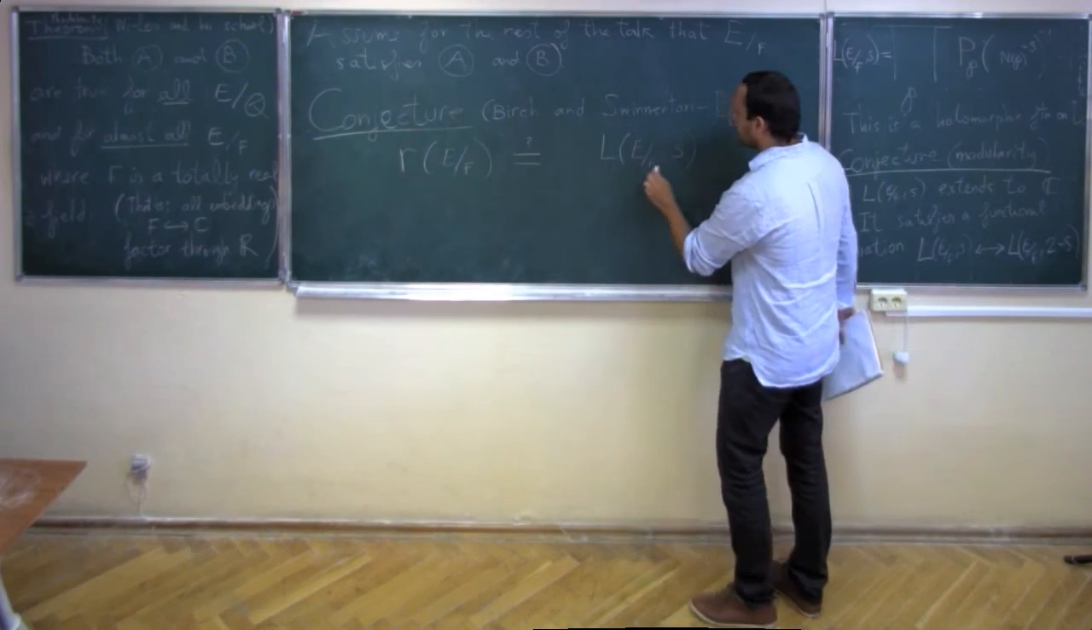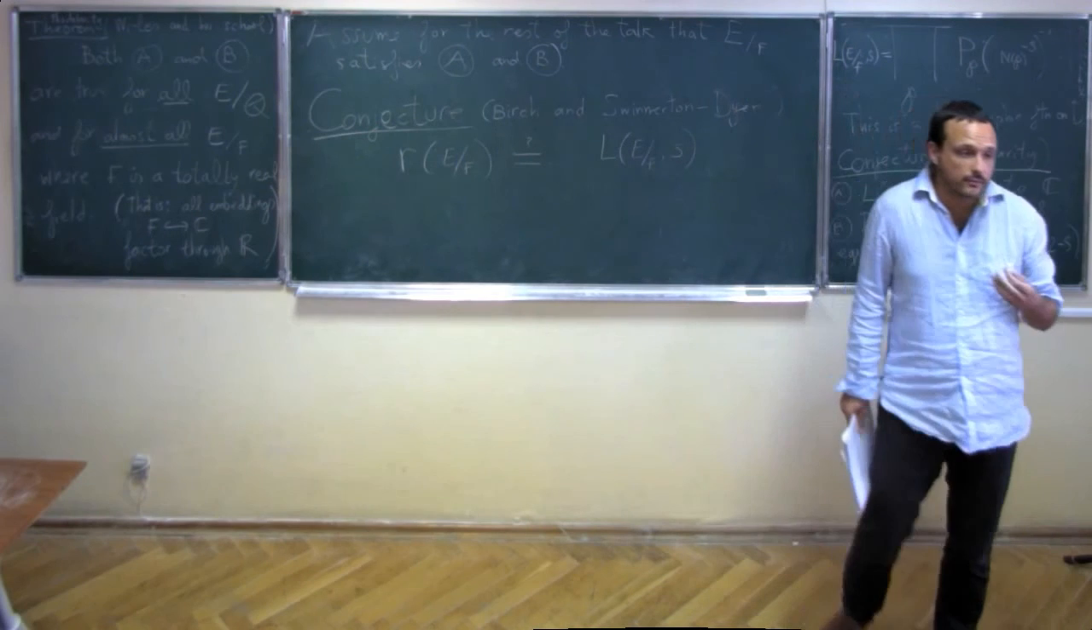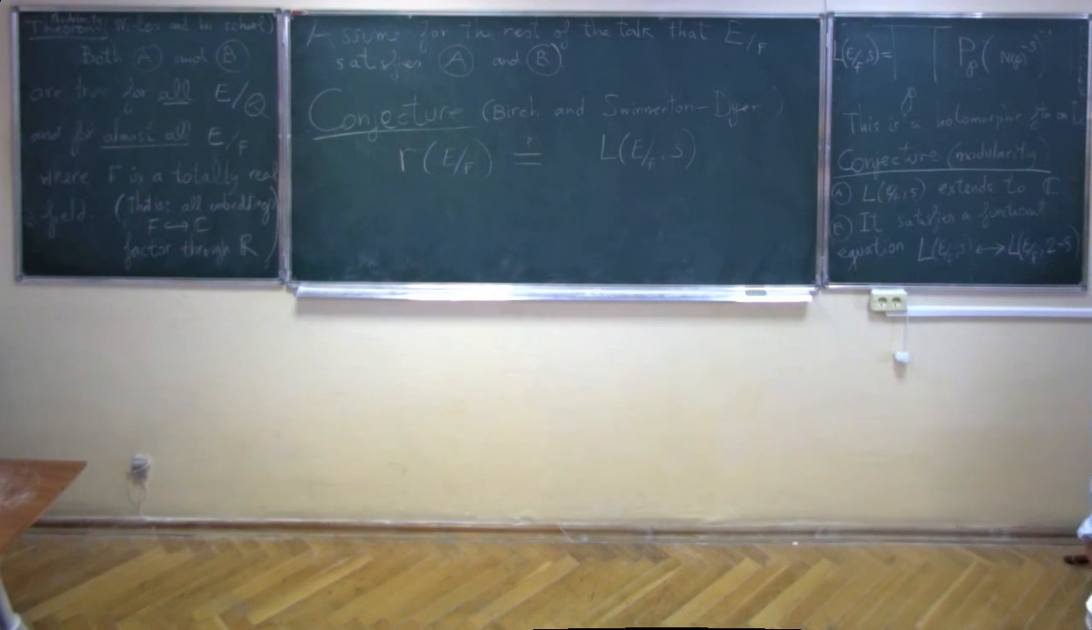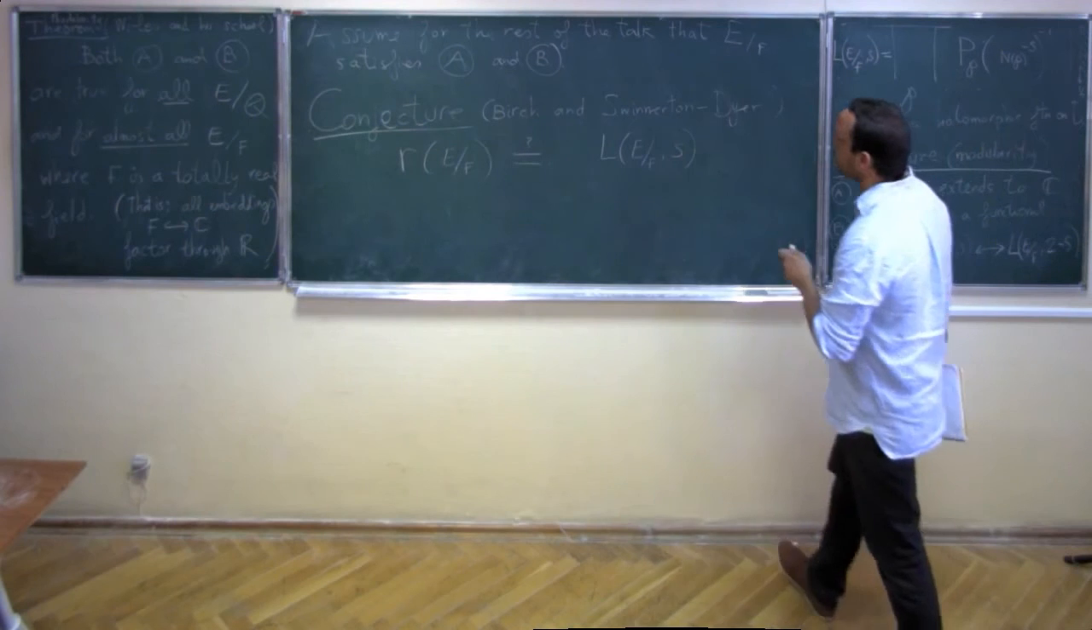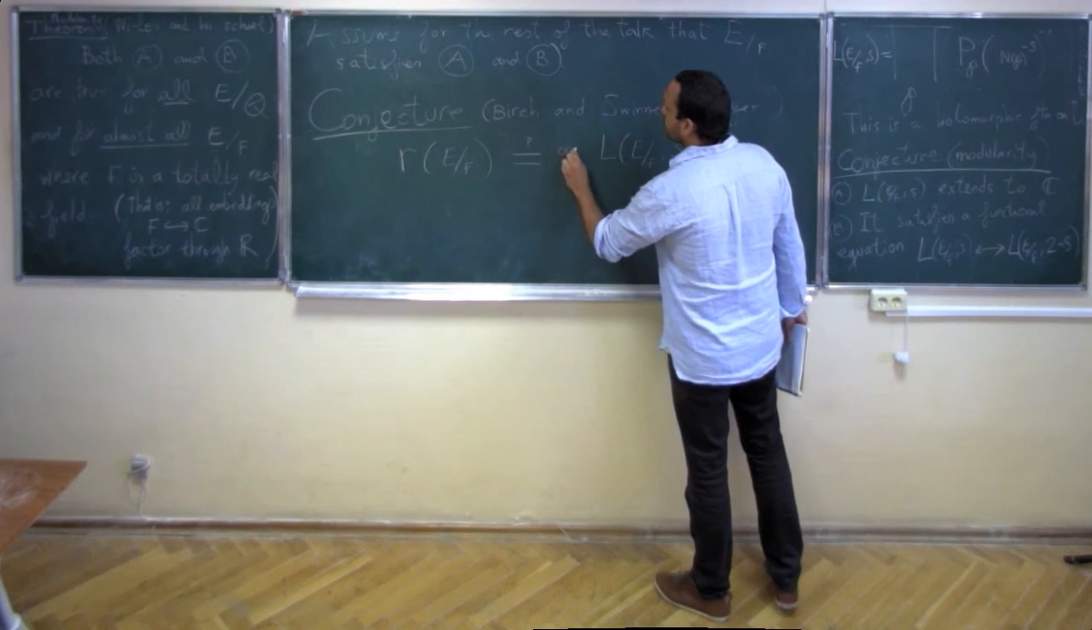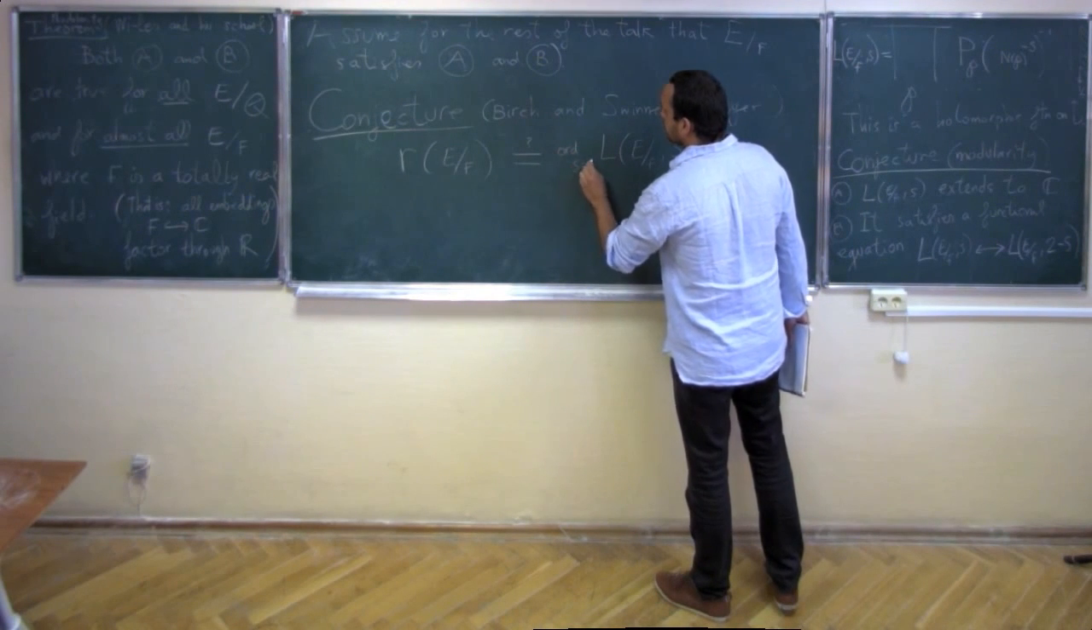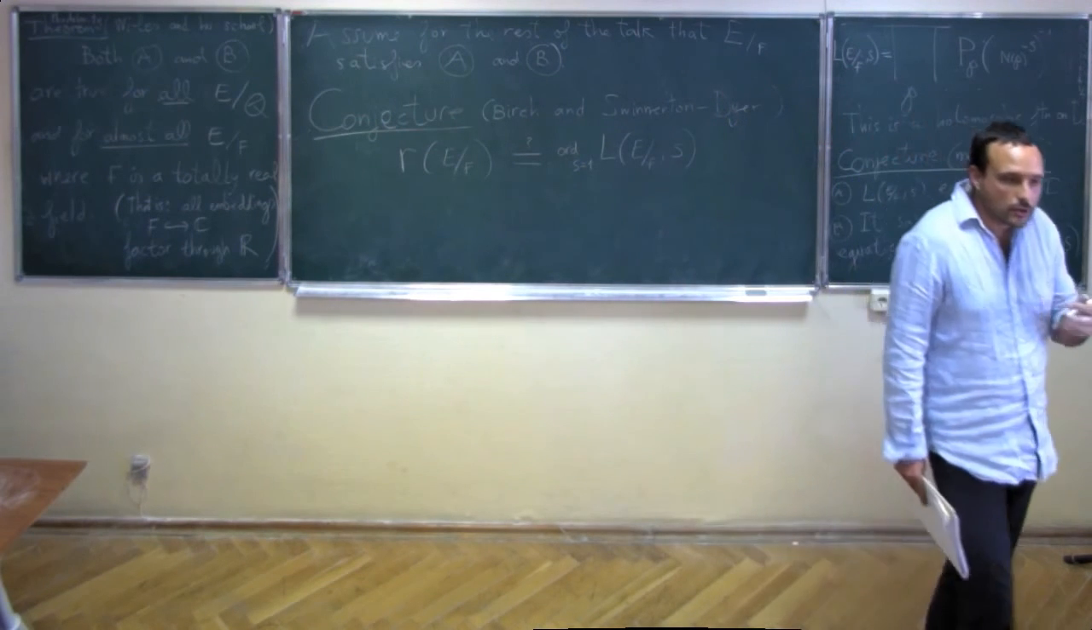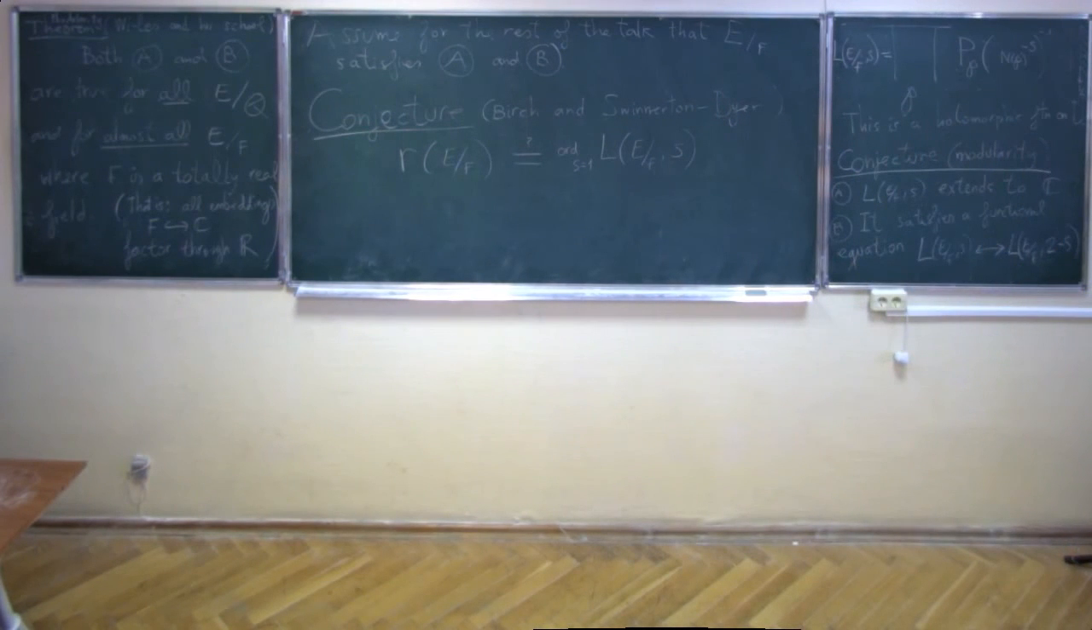This function at s equal to 1 may vanish, may be 0 or not, and if it's 0, its derivative might be 0 or not, and if its derivative is 0, its second derivative may be 0 or not. So we can talk about the order of vanishing, so how many non-zero derivatives at s equal to 1 there are. So these two numbers, invariants, should be equal.